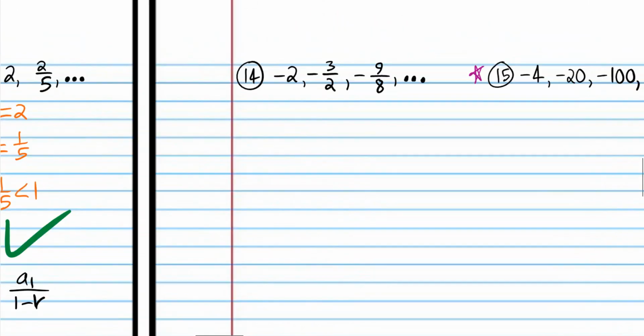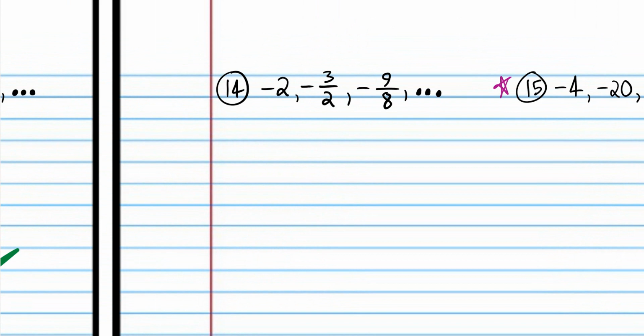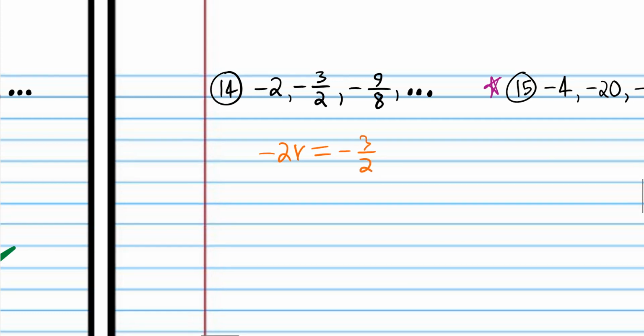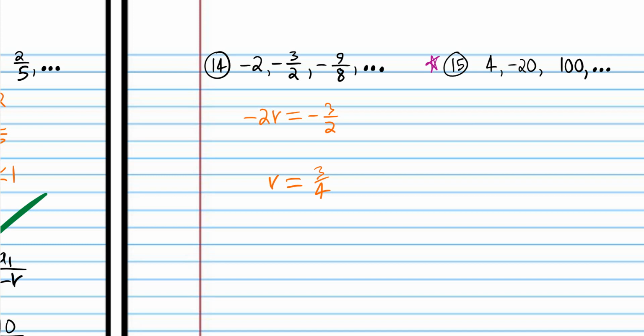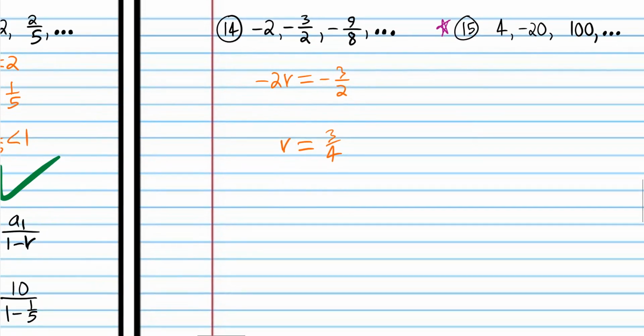Alright, we're back. So let's first confirm that the common ratio is between -1 and 1. If we take the first term, multiply by the common ratio, we should get -3/2, the second term. So if we solve for the common ratio, we get +3/4. So +3/4 is between 1 and -1. So we can find the sum.